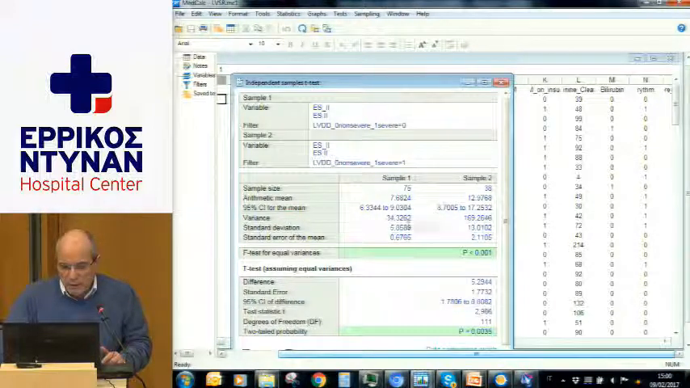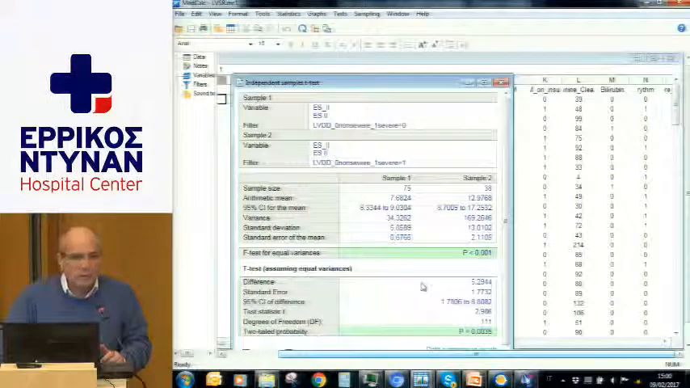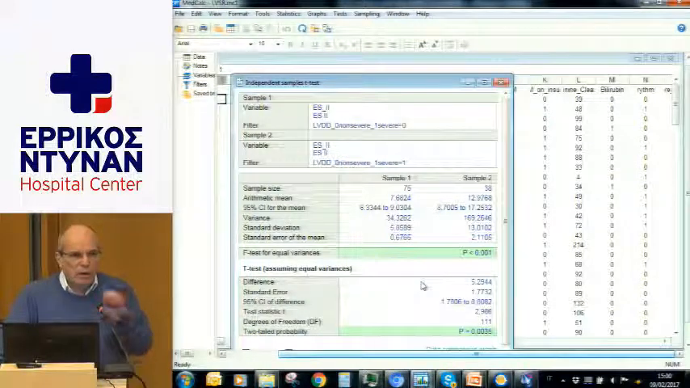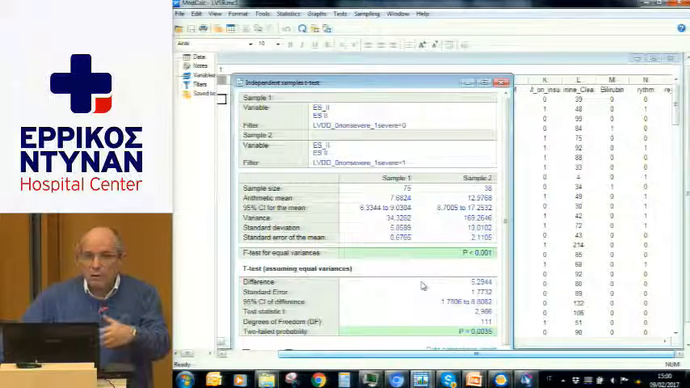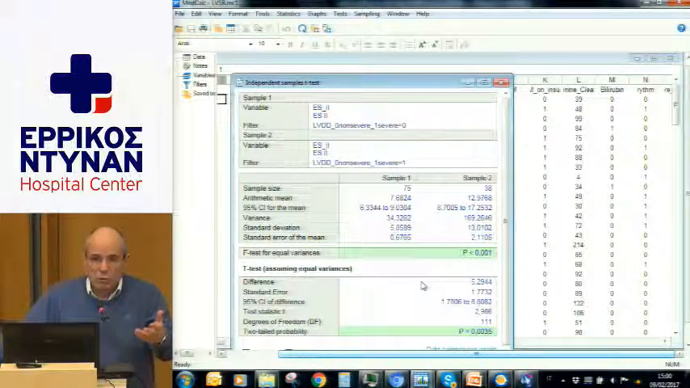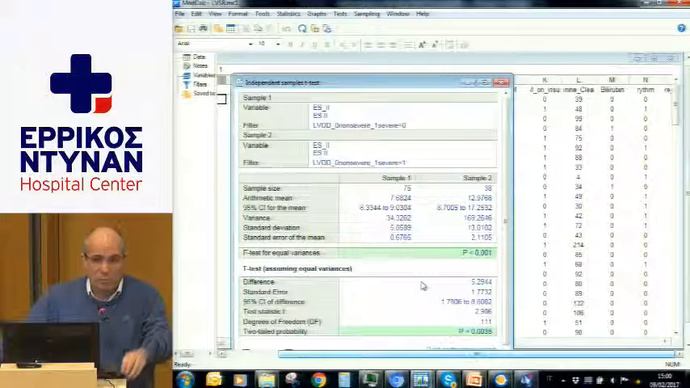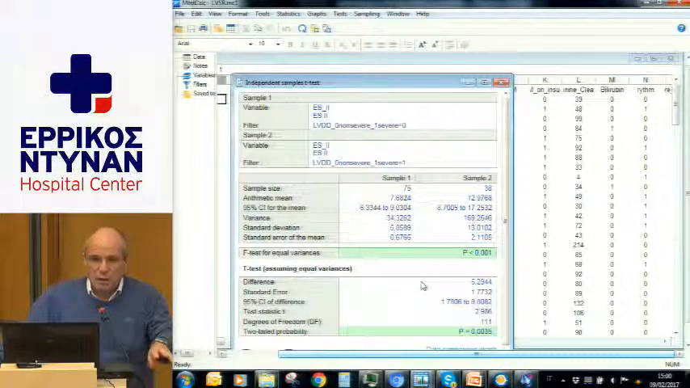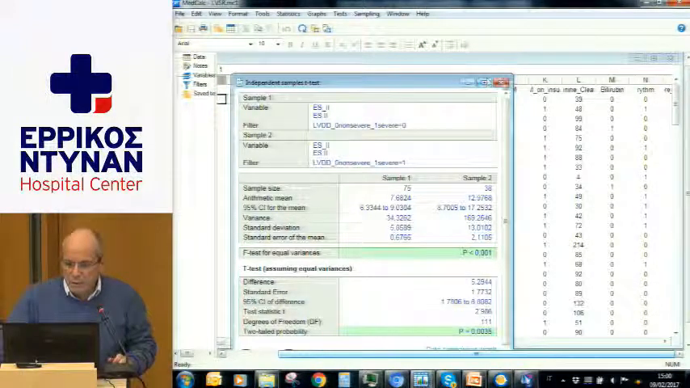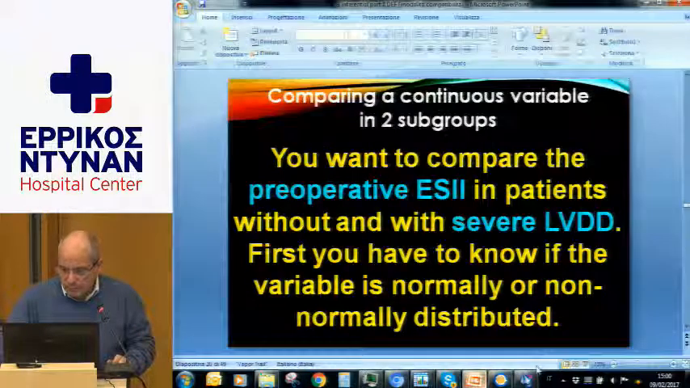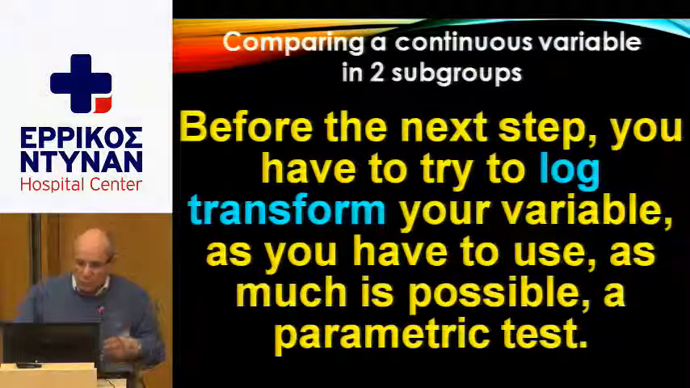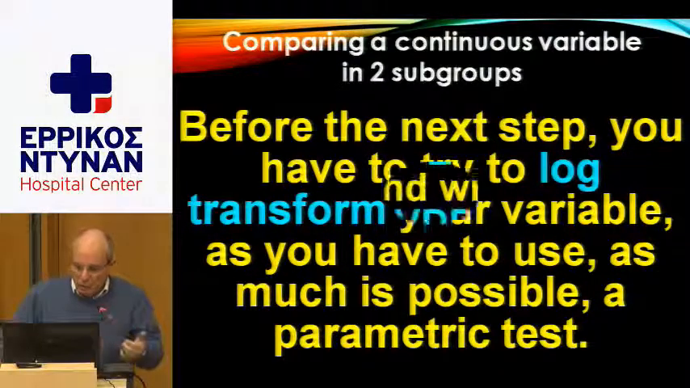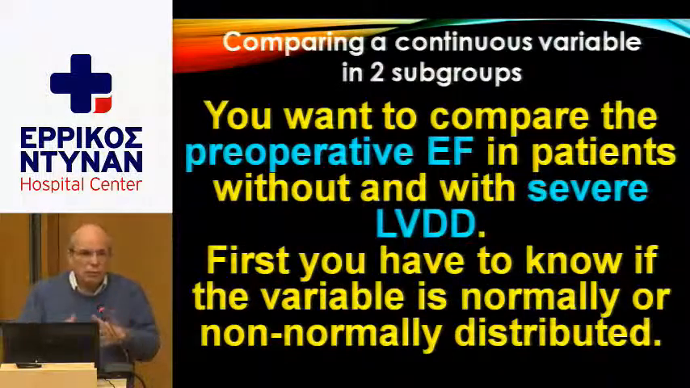This is the standard deviation. The p-value is statistically significant. So you arrived at this result. First you evaluate your variable, and you see here, it takes 20 seconds. You put this in the statistical test, and it's done. You log transform in case it's not normal, like here, and you do your job.